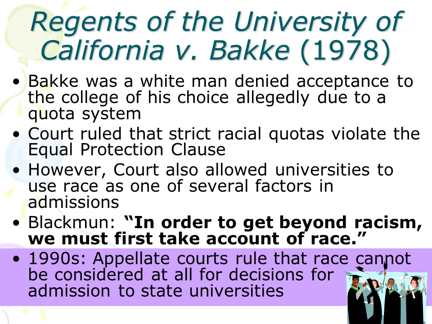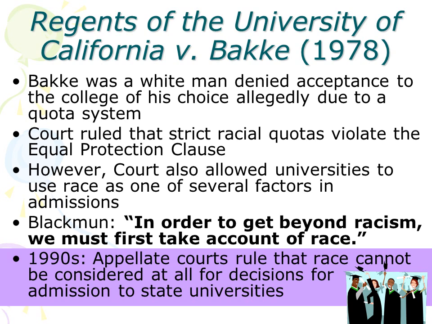In 1978, we had the Regents of the University of California versus Bakke. This flipped things around a little bit differently. We had a lot of affirmative action laws which were put into place between this time in the late 60s, early 70s. And so Bakke was a white man who was denied acceptance to a college of his choice allegedly due to a quota system.